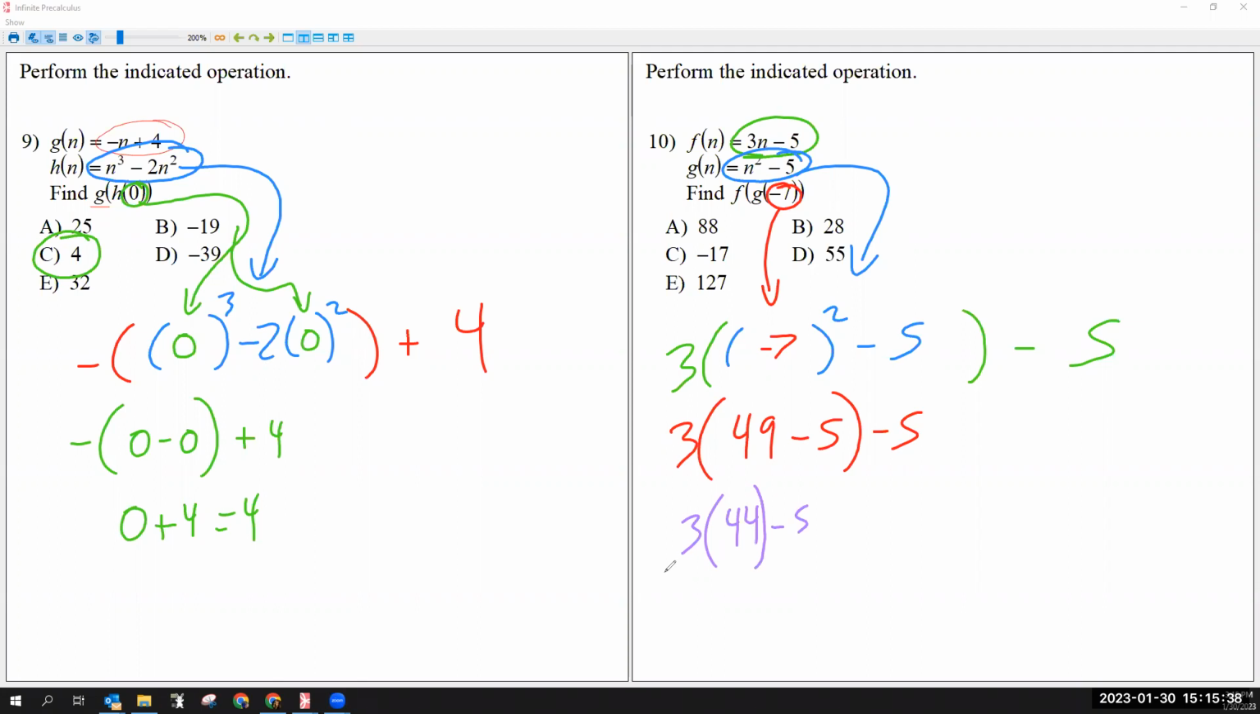Well, parentheses are important. 3 times 44, let's see here, 44 multiply, 3 times 4 is 12. 3 times 4 is 12 plus 1, 13. So 132 minus 5 is 127. Right there.